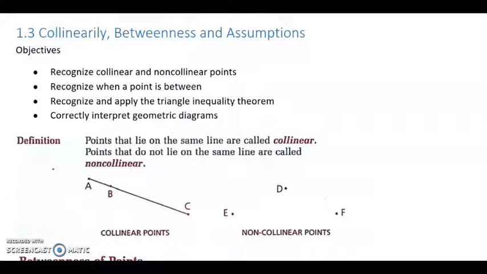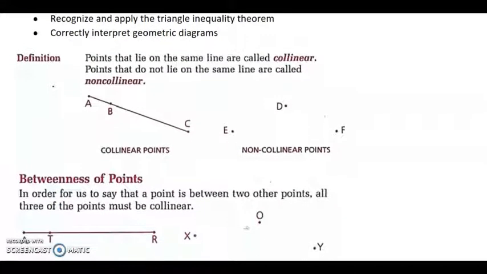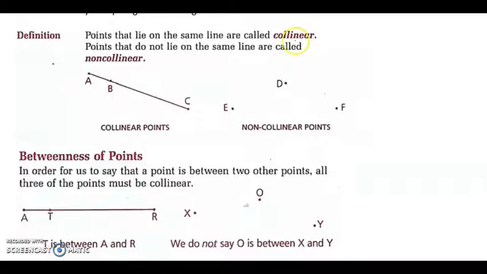In 1.3, we examine collinearity, betweenness, and what we may or may not assume from a diagram. By definition, points are collinear if they fall on the same line. They are not collinear if they are not on the same line. If you notice, if I tried to connect these three dots, that definitely would not be a straight line, and all of our lines in geometry are straight.